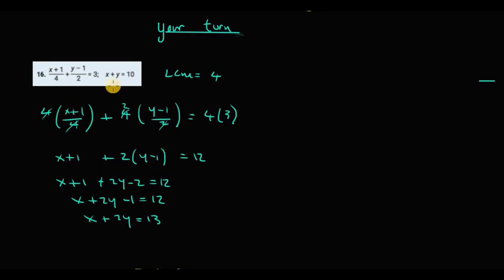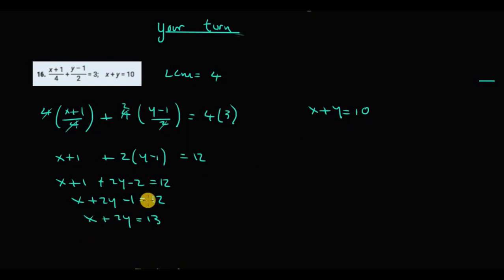Okay, we'll start off here. I picked the LCM as 4, multiply everything by 4, cancel out. In this case, I've got a 2 divided into 4, gives me twice, so I get 2 multiplied by my minus 1. Multiply it all out. You know I've got numbers here as well. Look, I have an x plus 1 and a 2y minus 2. When I get these numbers added together, I need to move them over to the far side. So I end up with x plus 2y is equal to 13. Now, the other equation is x plus y is equal to 10.